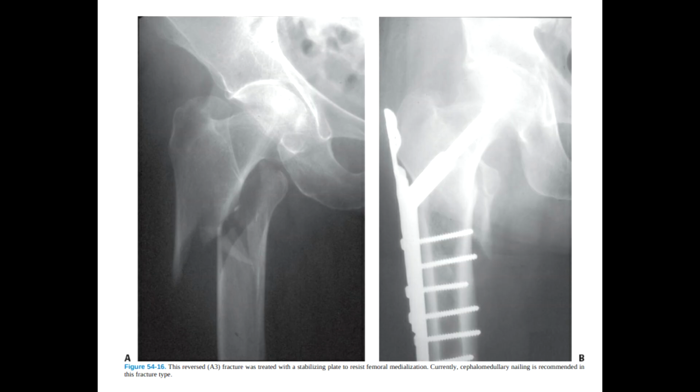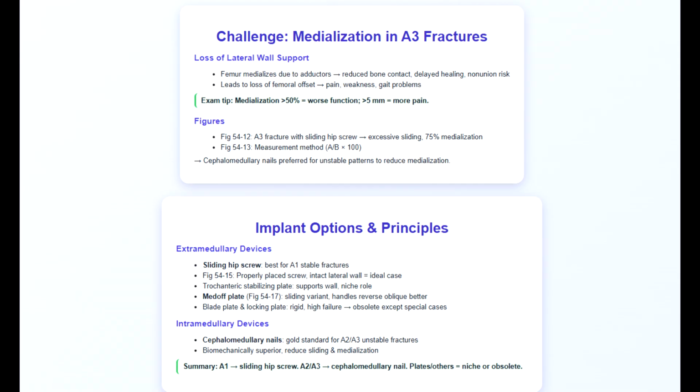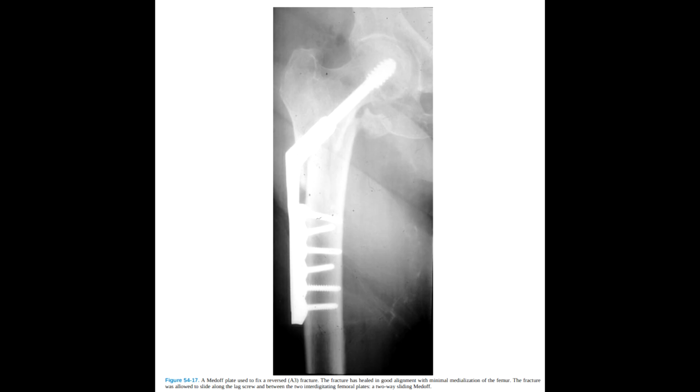While this technique has value, cephalomedullary nails are still generally preferred for unstable fractures. Another interesting device is the Medoff plate, seen in figure 54-17. This design incorporates two interdigitating femoral plates, allowing sliding along the longitudinal axis of the femur. In the case shown, a reverse A3 fracture has healed in good alignment with minimal medialization. Although its use is not widespread, the Medoff plate remains an effective option, particularly where intramedullary nails are not available.